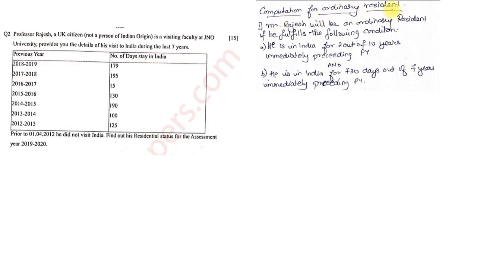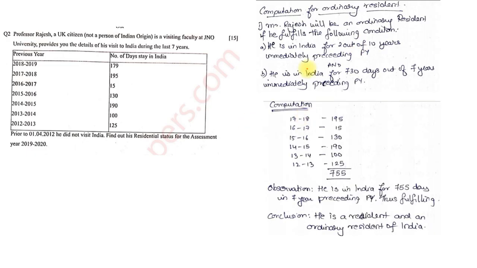Now, when will he be called an ordinary resident? Mr. Rajesh will be an ordinary resident if he fulfills the following conditions. Number A, he is in India for 2 out of the 10 years immediately preceding the previous year. We go backward 10 years preceding the previous year; he has to be there at least 2 complete years. And B, he is in India for 730 days or more in the 7 years immediately preceding the previous year. So let us see the computation.